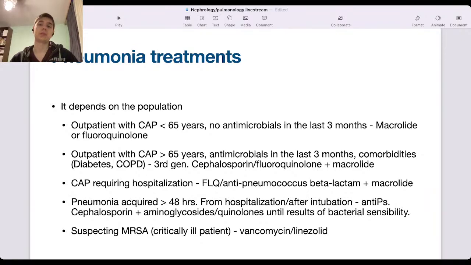fluoroquinolone, and a macrolide. A community-acquired pneumonia requiring hospitalization goes with fluoroquinolones or an antipneumococcal beta-lactam plus a macrolide.